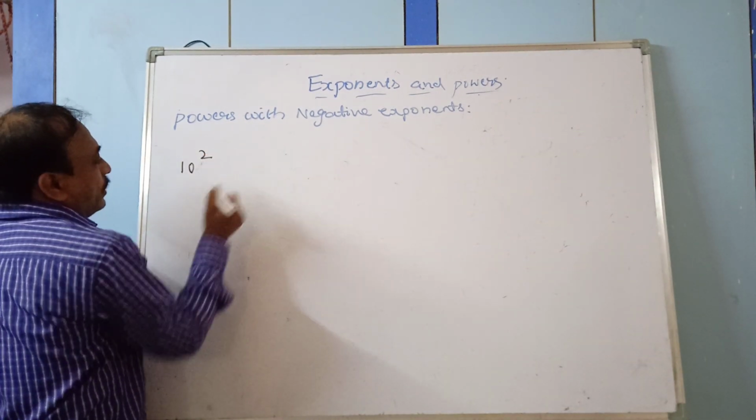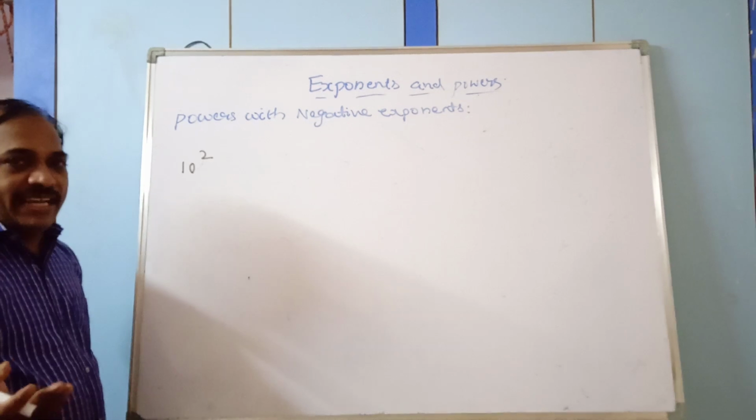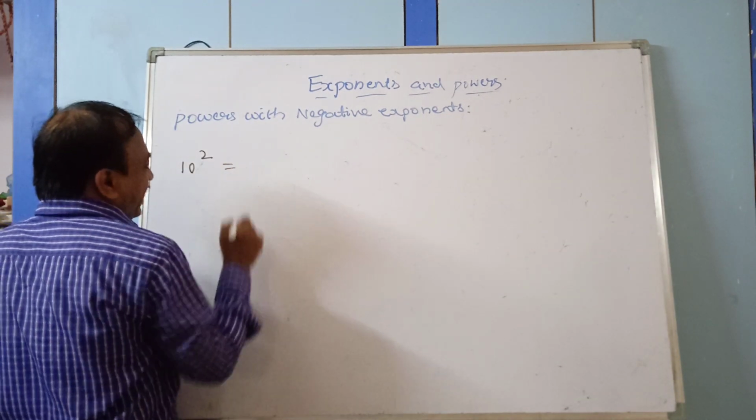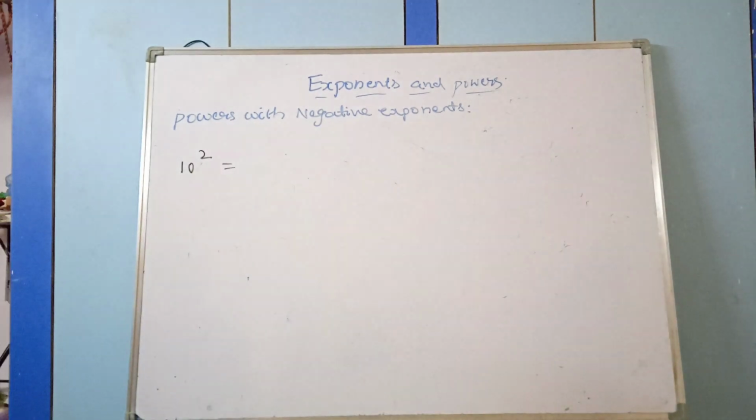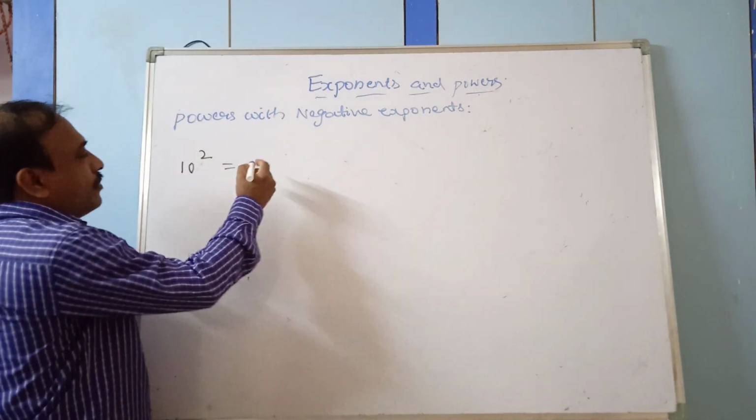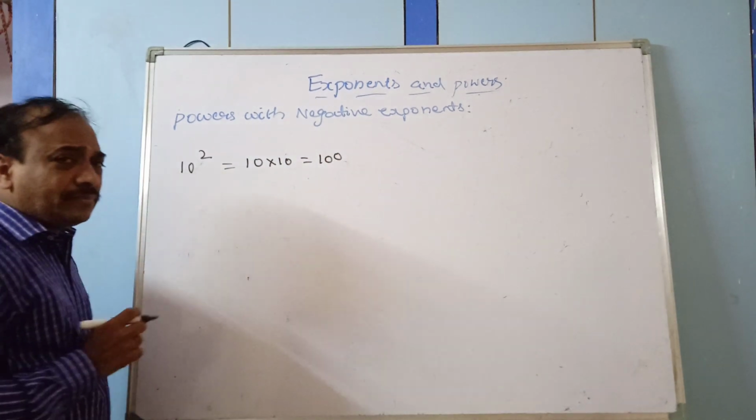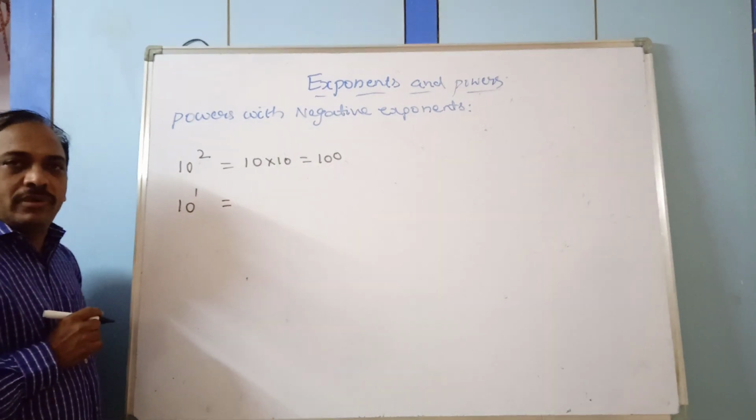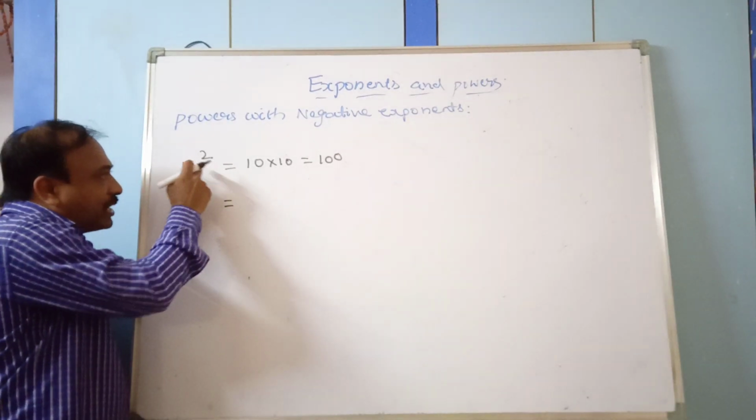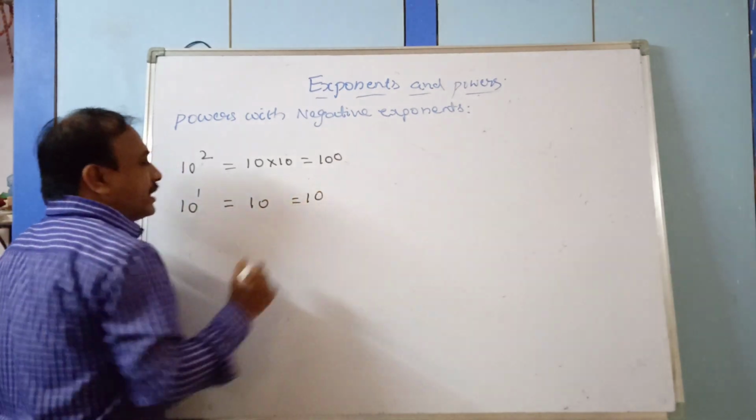10 to the power 2. What does that mean? 10 to the power 2 means 10 into 10, which is equal to 100. So 10 square is equal to 10 into 10, which is equal to 100. Now 10 power 1, observe it, the power is decreasing. 10 power 2 I took, here 10 power 1. That means 10 appears only one time, and the value is also 10.